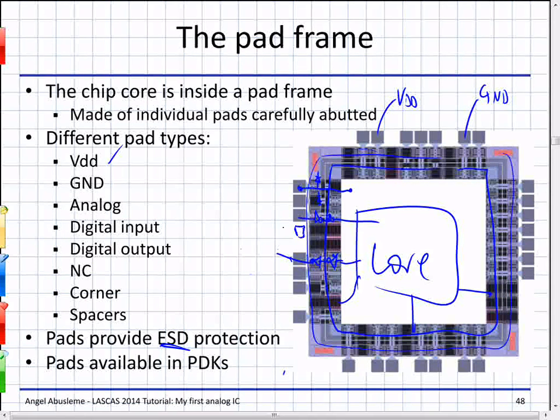We have NC. NCs, where are NCs? Here's NC, right? Here's non-connection. You don't connect that. We have corners. These are corners. We have spacers. Some of these are spacers too.